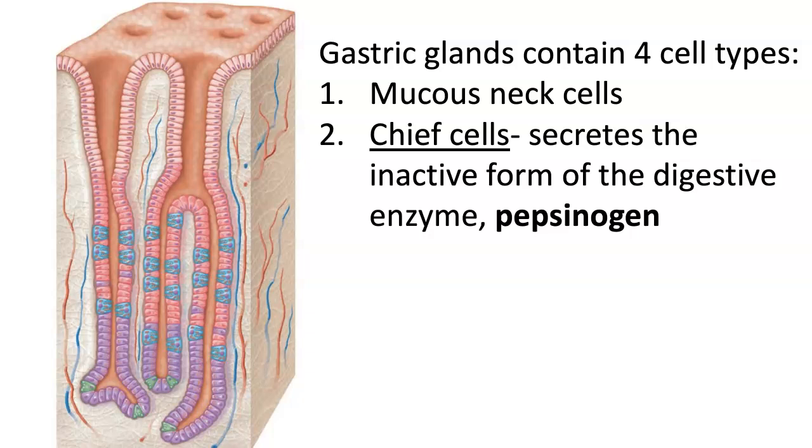The reason that an inactive form of an enzyme is secreted by the chief cells is because the active form digests protein, in which case it would actually digest the cell in which it was produced. And so all protein digesting enzymes are secreted in their inactive form, known as a zymogen.